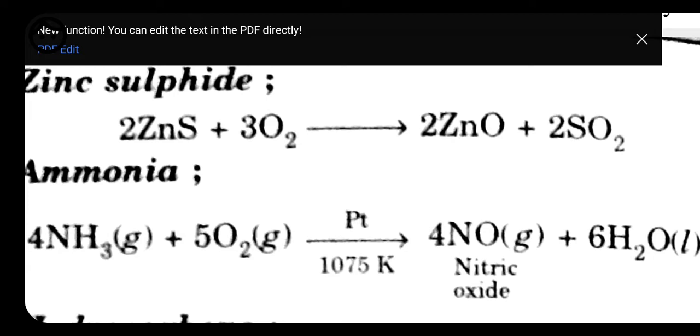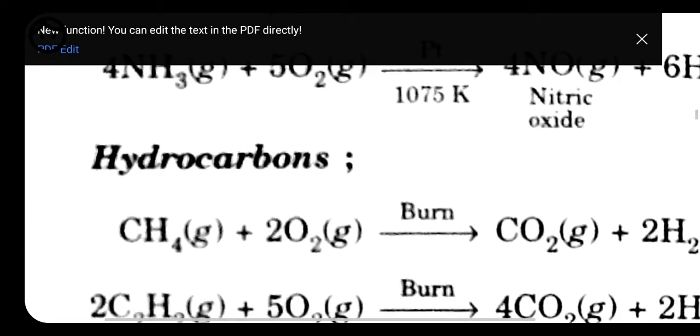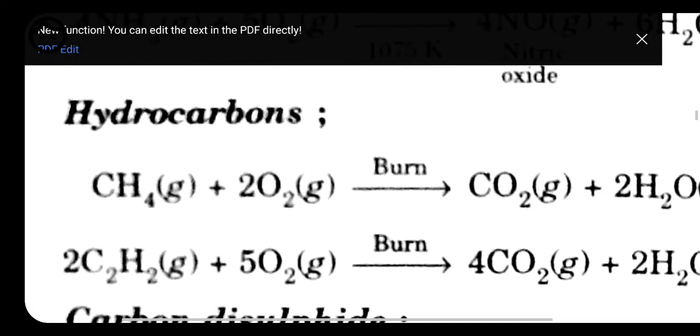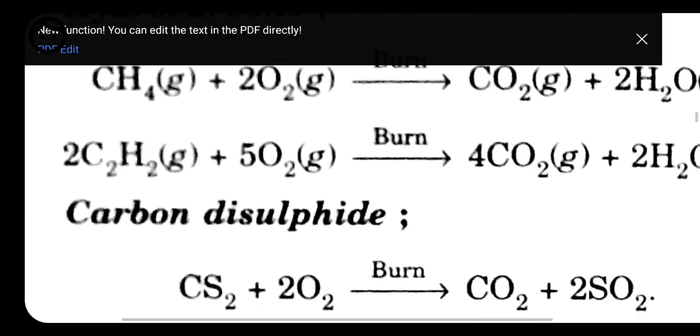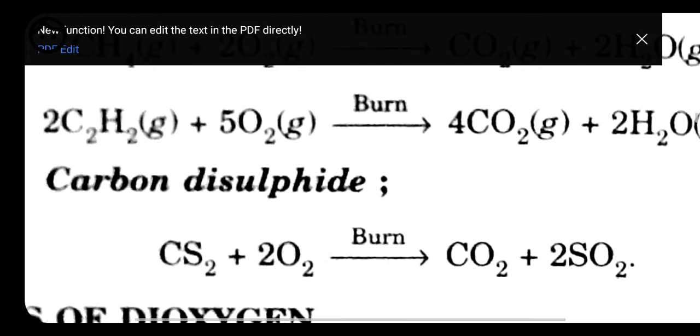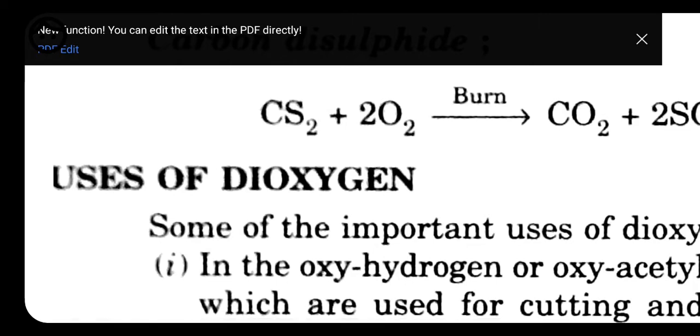It means oxygen has the ability to react with compounds also, and the oxidation of those compounds takes place and they form their oxides. So it means oxygen is reactive in all forms. Hydrocarbons also burn in the presence of oxygen, then they also give their oxides. CH4 plus O2, that is methane, reacts with oxygen, then it will give rise to CO2 and H2O. Then here we have ethene, it also gives CO2 and H2O. Here we have carbon disulfide, it also reacts, then it will give rise to CO2 plus SO2. Okay, so these are the reactions of compounds with oxygen.